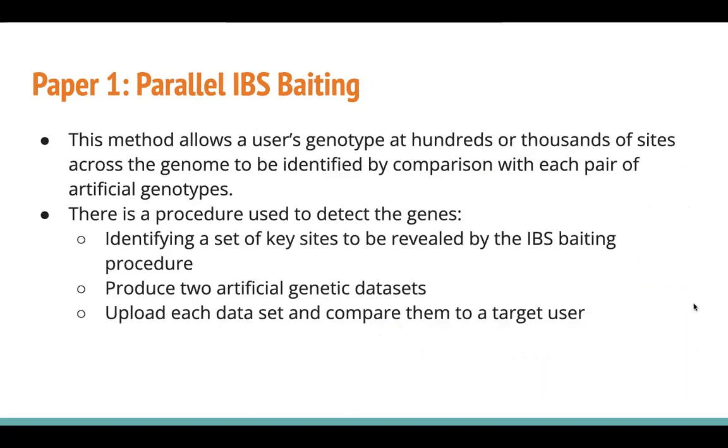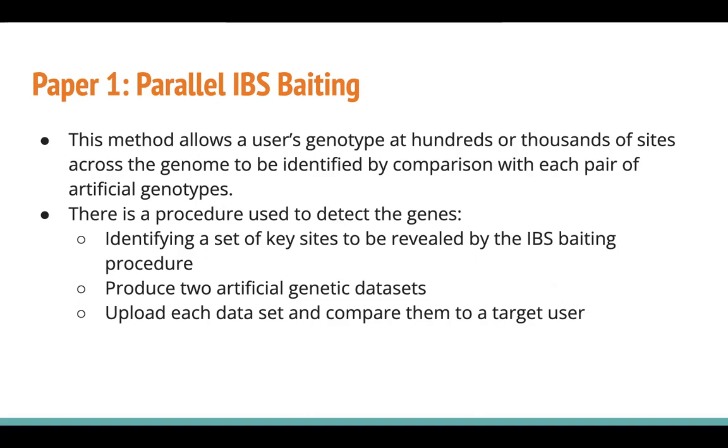Okay, and so on the other hand, parallel IBS baiting allows the user's genotype at hundreds and thousands of sites across the genome to be identified by comparison with each pair of artificial genotypes. There actually is a procedure to detect these genotypes that starts by designing a single pair of uploaded files as follows. The first step is to identify a set of key sites to be revealed by the IBS baiting procedure. For every key site, the sum of the distances to the nearest neighboring key site on each side must be at least the minimum IBS length reported by the database.